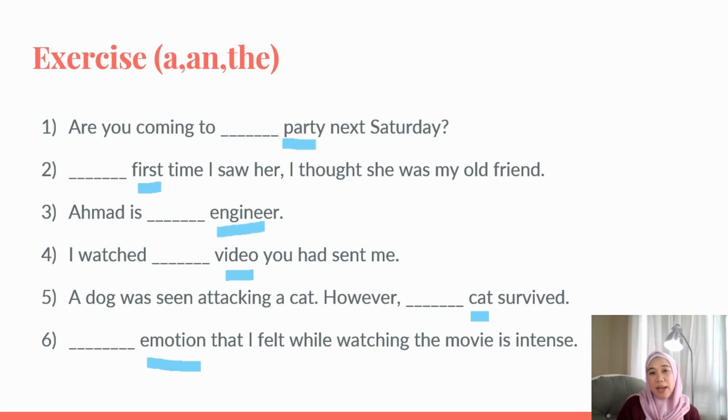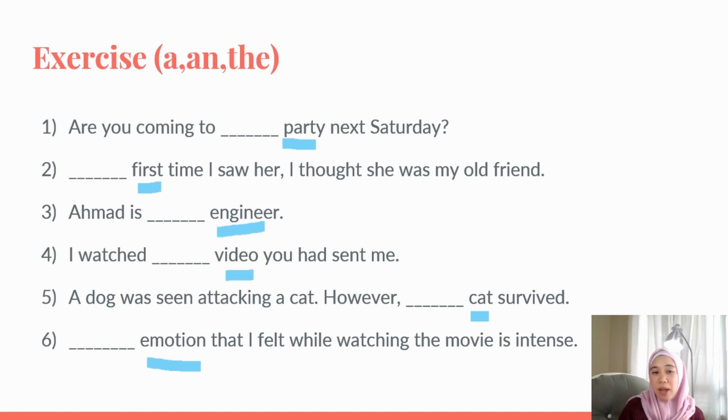Number 3, the answer is an. Ahmad is an engineer. Why? Because look at the noun here, engineer starts with the vowel E. So we use an. Okay, number 4, the answer is the. I watched the video you had sent me. Why? Because it's a specific video.